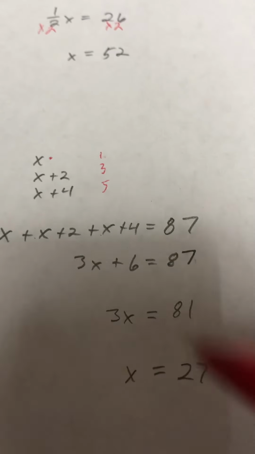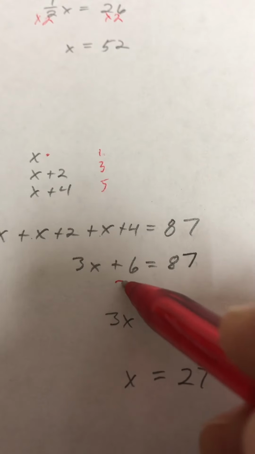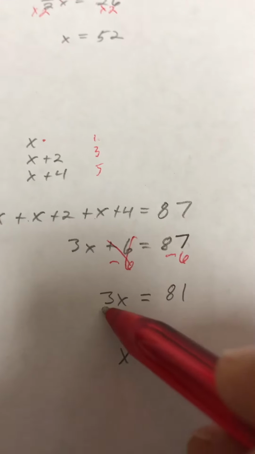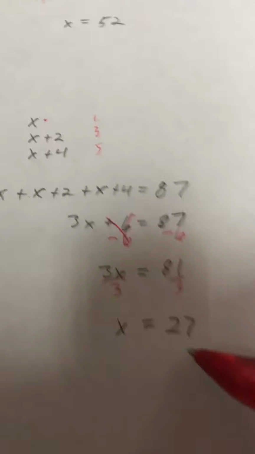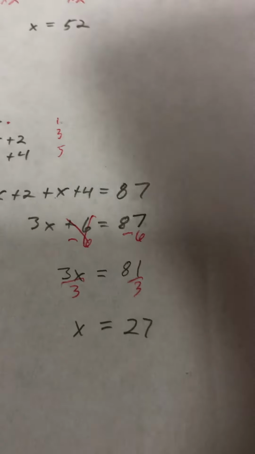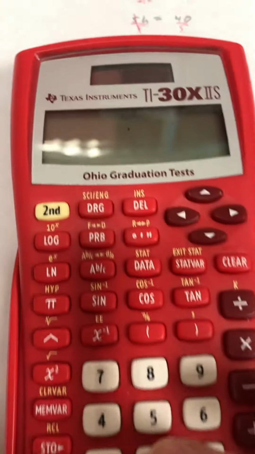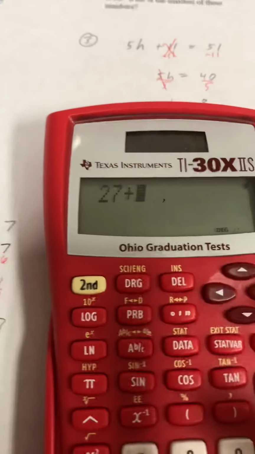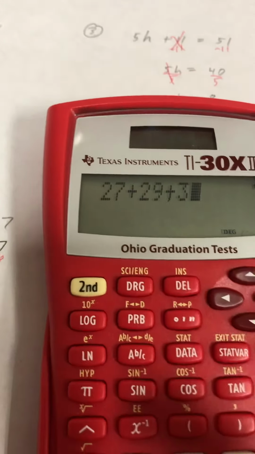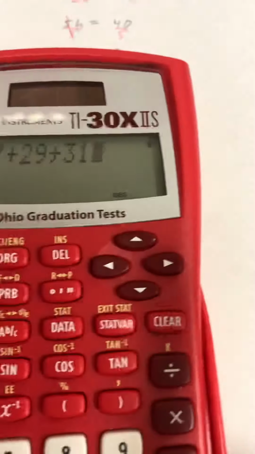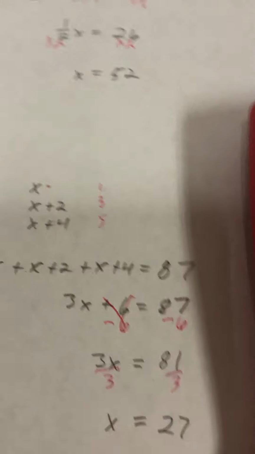So I just combine like terms, subtract 6 from both sides, divide both sides by 3. I get 27. And you could check it out. That's the smallest number is going to be 27. So it would be 27. Let's see if it equals 87. So 27 plus 29 plus 31. So this is plus 2, this is plus 4. What I started off with. And they equal 87. It works.